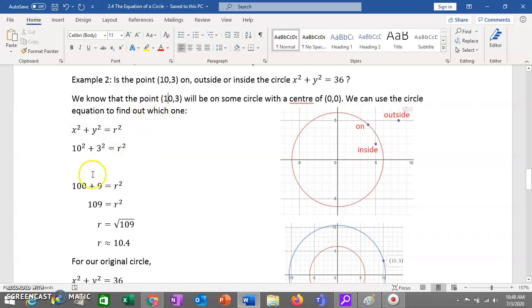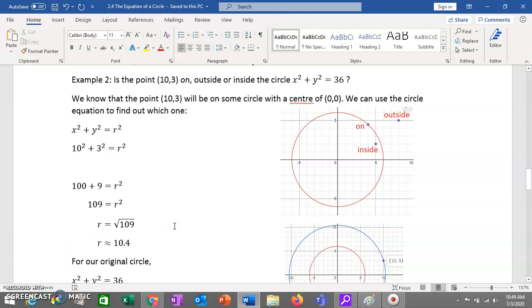So let's see what circle (10, 3) is on. We do that by subbing (10, 3) into the circle equation. 10 squared plus 3 squared, right? Sorry, your x is 10 and your y is 3. So we plug those in. 10 squared plus 3 squared equals r squared. So 10 squared is 100, 3 squared is 9. Add them together, you get 109. If you want the radius, you just take the square root of both sides, and you get the square root of 109, which is approximately 10.4 if you do it on your calculator.